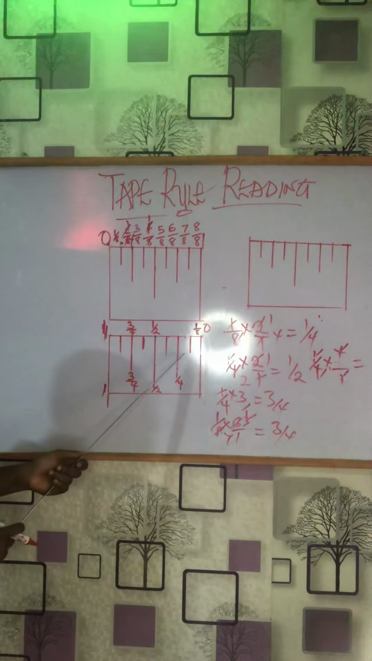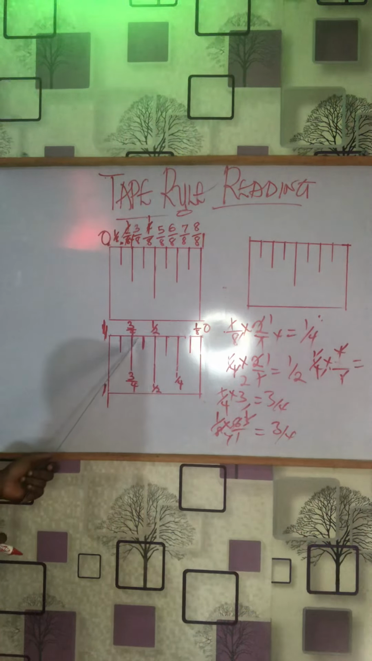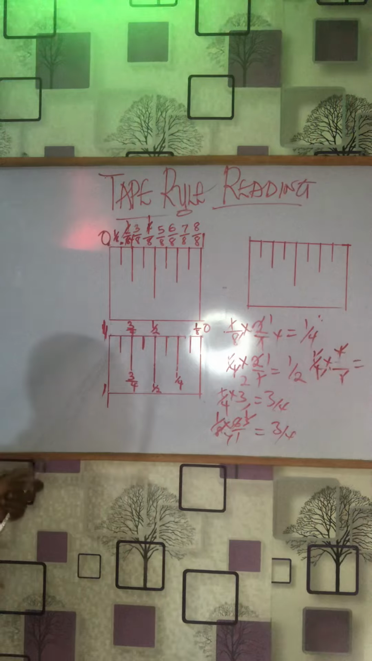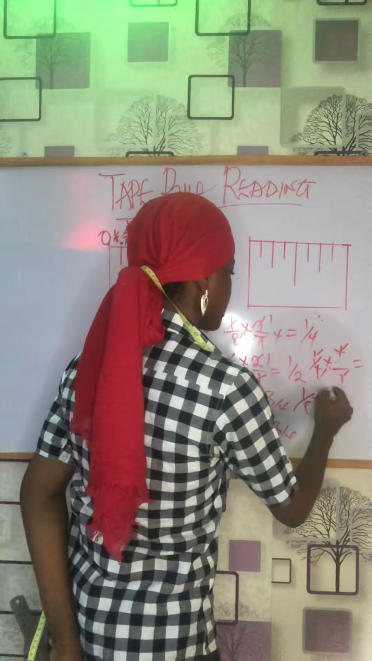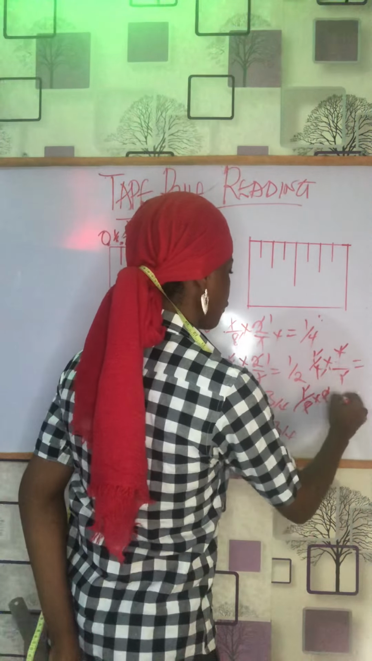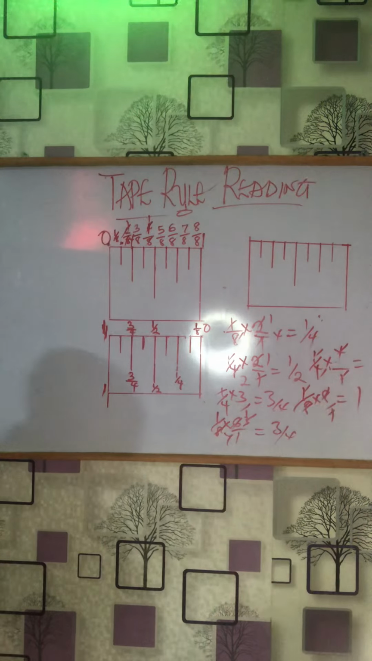Now, I have how many 1 over 8 now? 1 over 8, 1 over 8, 2, 1 over 8, 3, 1 over 8, 4, 1 over 8, 5, 1 over 8, 6, 1 over 8, 7, that is 1 over 8 times 8, which will also give me 1. Do you understand that part?